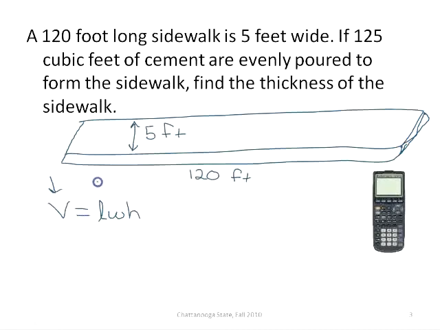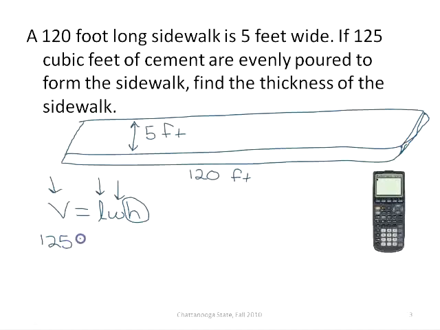We know what the volume is. The volume is 125 cubic feet. We know what the length is. The sidewalk's 120 feet long. And we know the sidewalk is 5 feet wide. What we're looking for here is the height. So let's plug in all the numbers we know.